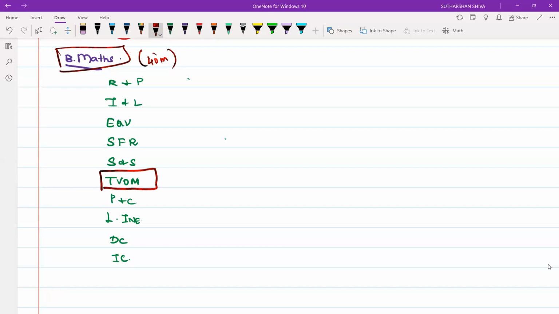What are the basics? Simple interest, compound interest, annuity, based on present value and future value. And what are the applications of time value of money? That is net present value, valuation of bonds, sinking fund, and different things, and CAGR, compound annual growth rate. Any one question is surely tested from applications of TVOM. So make sure you are focusing on that area also.